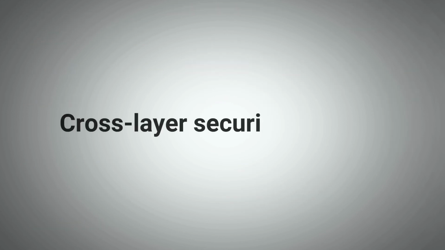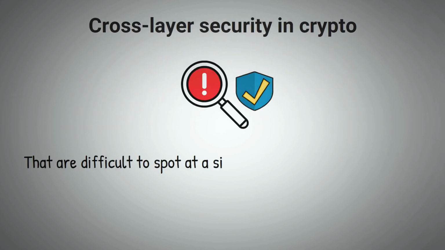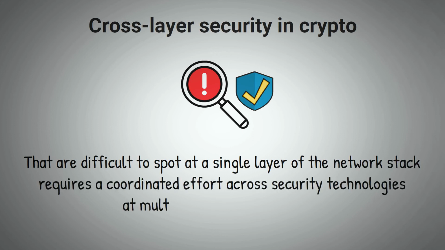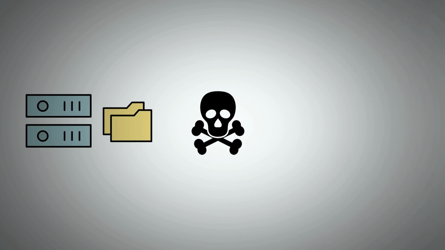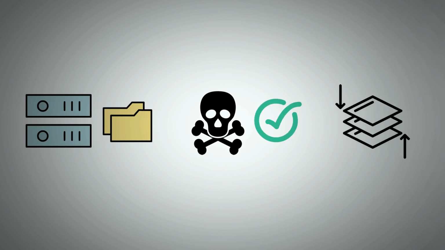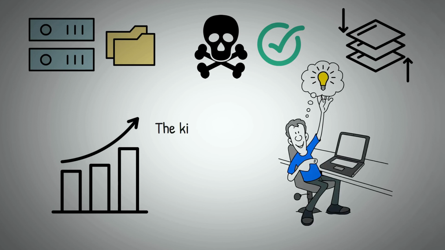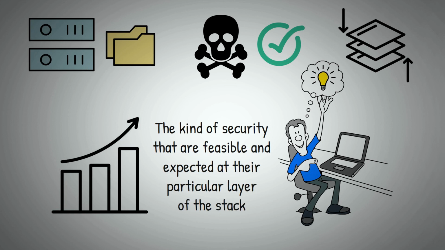Okay, let's talk about cross-layer security in crypto now. Protecting against vulnerabilities that are difficult to spot at a single layer of the network stack requires a coordinated effort across security technologies at multiple layers of the stack. When one layer doesn't have enough data to fully defend against a cross-layer attack, the attack succeeds unexpectedly often. There's hope that distinct layers can block attacks at different points along the system surface. We may expect significant progress, and developers in each of these communities have a clear understanding of the kind of security that is feasible and expected at the particular layer of the stack.